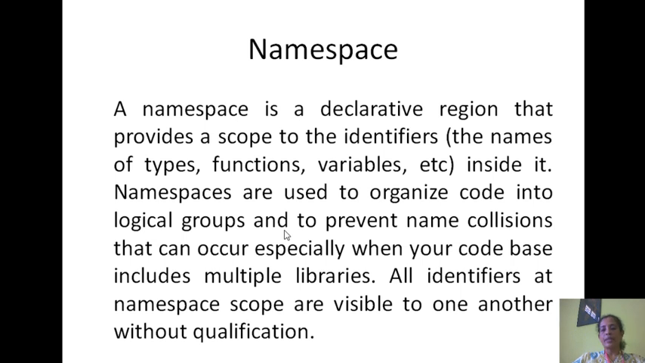So all identifiers within that particular namespace get scope and visibility to one another without any qualification. Anywhere we can use the namespace, and with the help of the namespace we can use different variables, different functions, or simply we can say different identifiers which are already declared within the namespace.